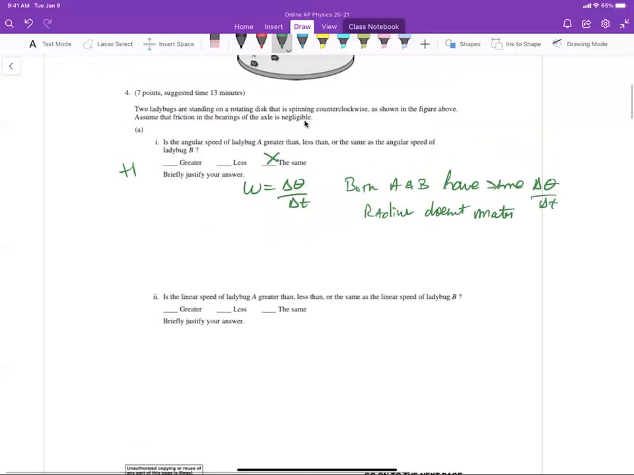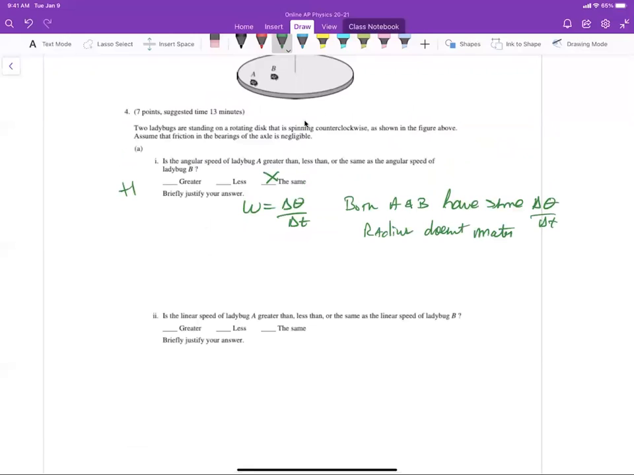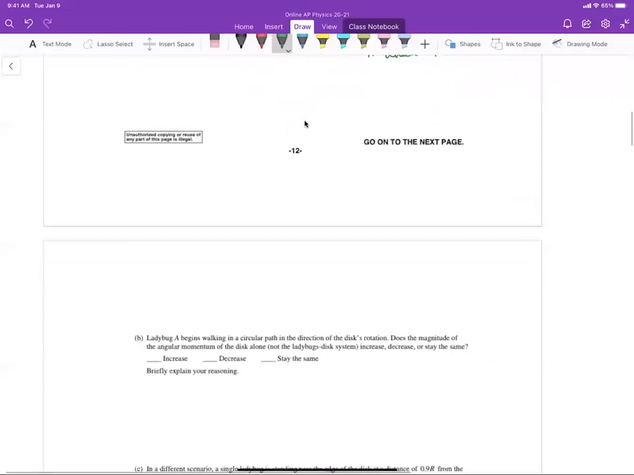Is the linear speed of A greater than, less than, or the same? A is greater. Briefly justify your answer. The linear speed is equal to its angular speed times r. So A's radius is greater. Its angular speed is the same. Therefore, A's linear speed is greater. +1, you've got to be correct with a correct explanation.